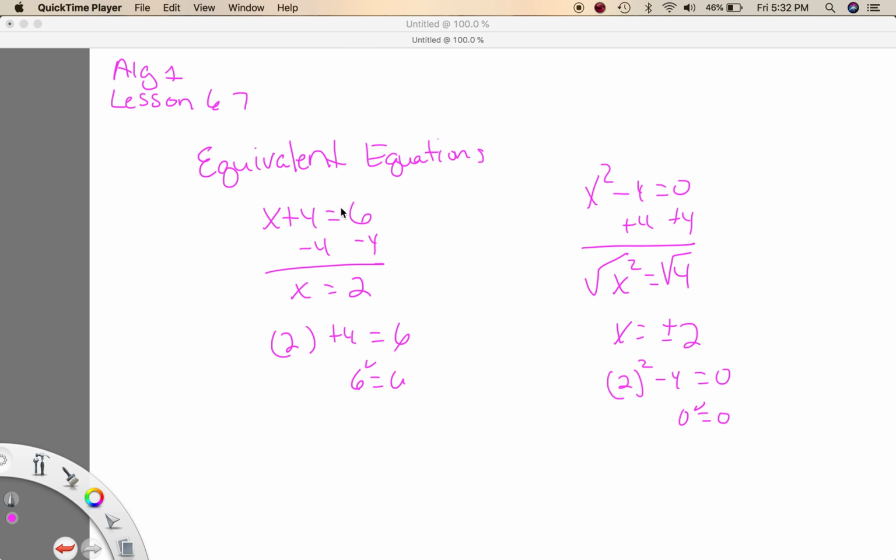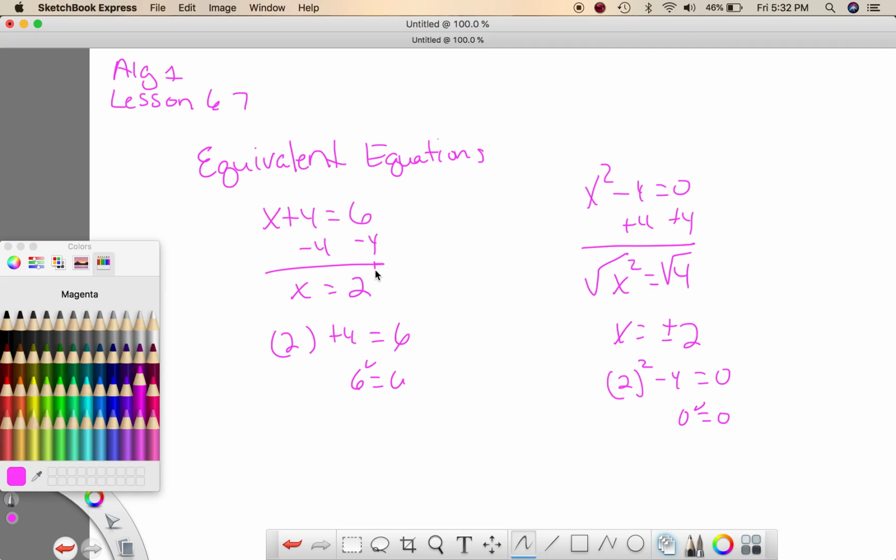So the first thing, let's review what equivalent equations are. They're equations that have the same solution. So let's solve this. When we solve this, we get the solution x equals 2 on this equation. When we take this equation here and we solve it, we actually get 2 as well. When we put it back in, we check it, we get the same answer.